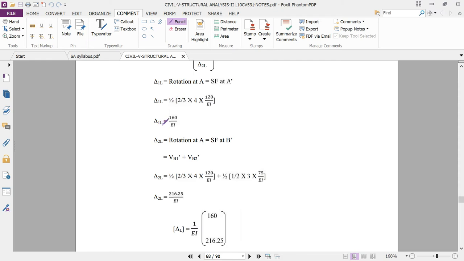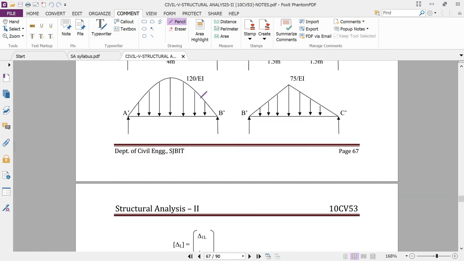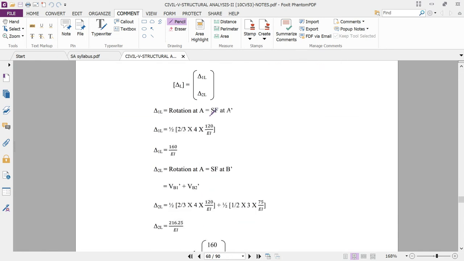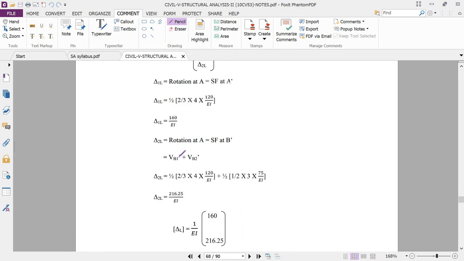Now delta 1L value is 160 by EI. Similarly, delta 2L is equal to rotation at A, shear force at B. First of all, we have considered the shear force at A, then second shear force at B. So it will be equal to VB1 plus VB2. Now how will this be calculated?